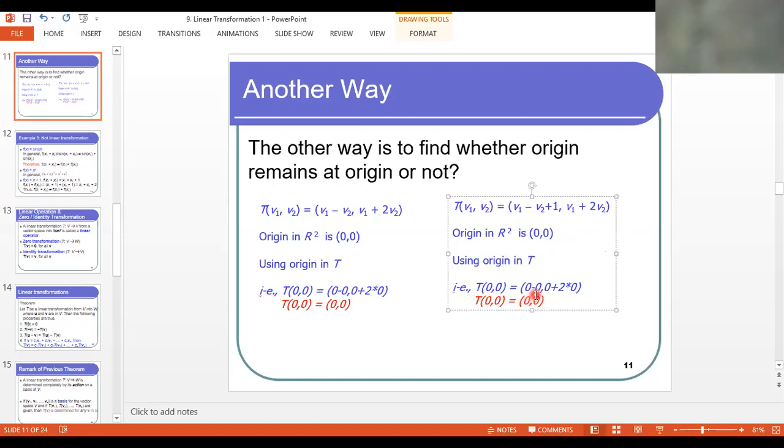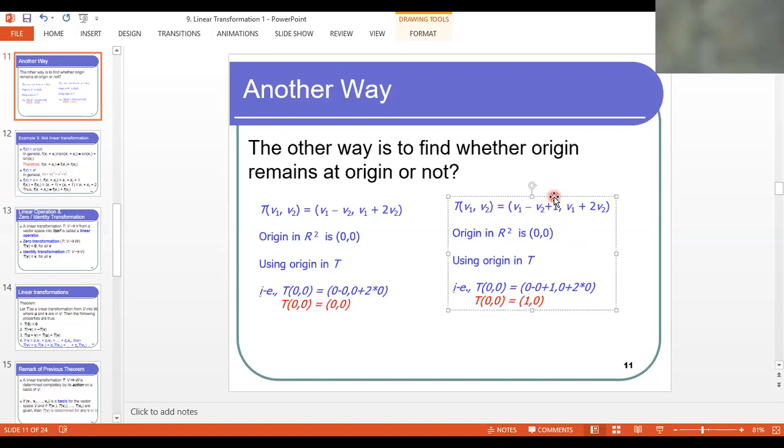So in that case, dear student, if I put the origin in this transformation, what do I get? When I put 0, 0 as the origin, I get 1, 0. So in that transformation, the origin is not fixed. It means that when I apply the transformation, the origin is shifted from 0, 0 to 1, 0. So in that case, the transformation is not linear. It becomes an affine transformation.